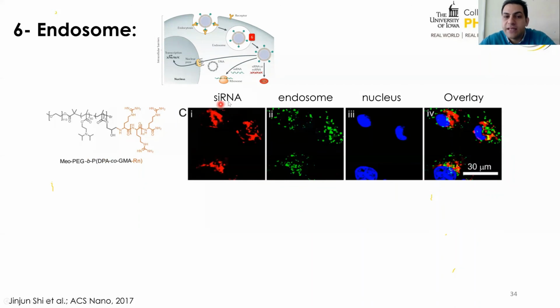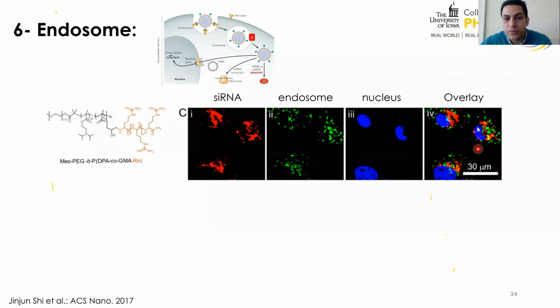What you can see here is the siRNA is labeled red, the endosome is labeled green, the nucleus is blue, and then you have an overlay. If your formulation is able to escape from the endosome, you probably won't see any red and green overlapping on each other. But if your formulation is stuck inside the endosome, then the red and the green signal will overlay, and this will result in eventually a yellow color.